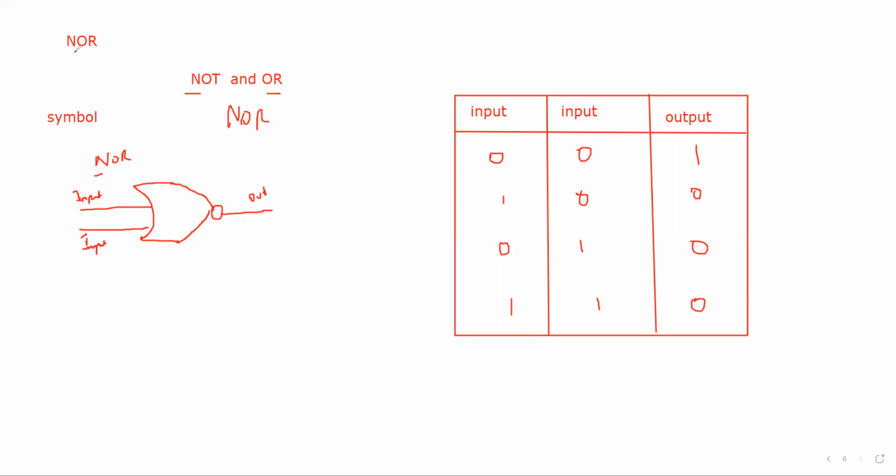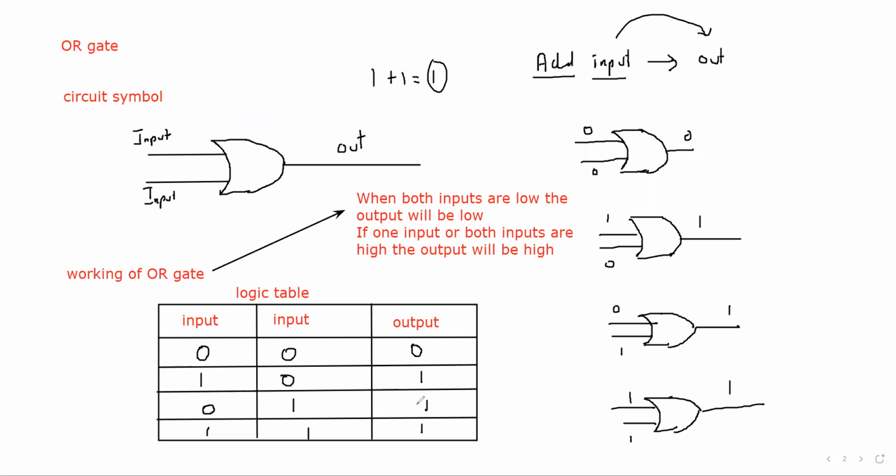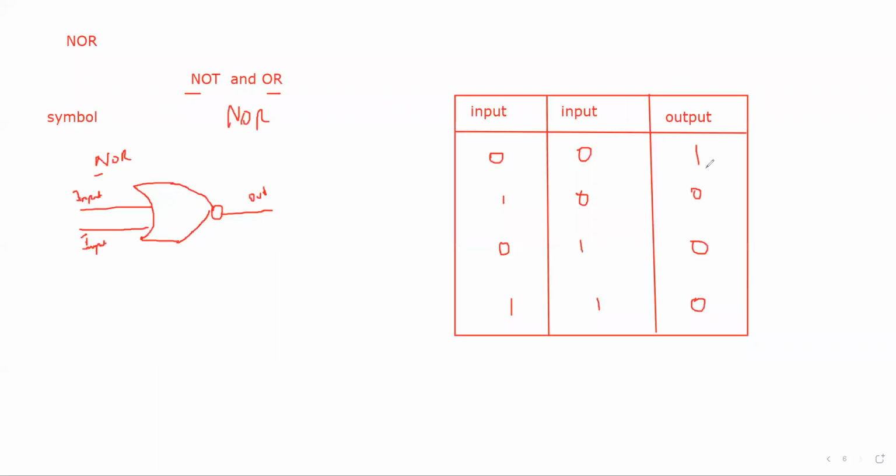So you can see that all of the outputs of the OR gate are inverted. When you check the OR gate, it was 0, 1, 1, 1, but it is a NOR gate now. So when it is a NOR gate, it is 1, 0, 0, 0.